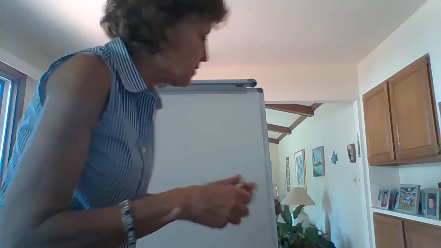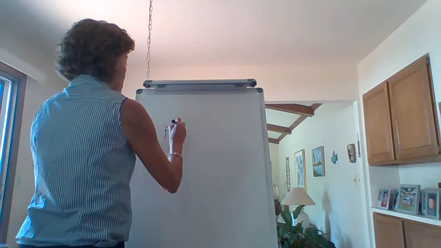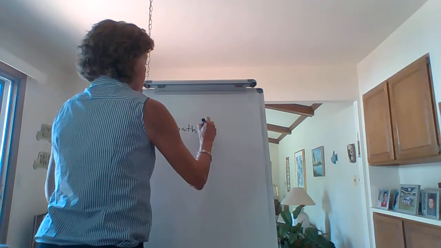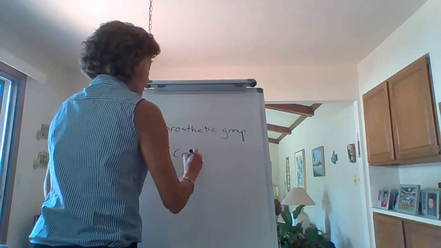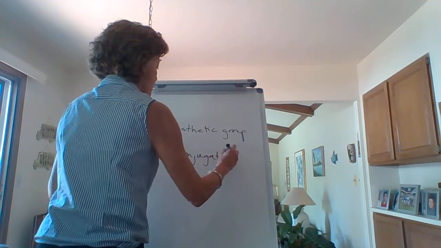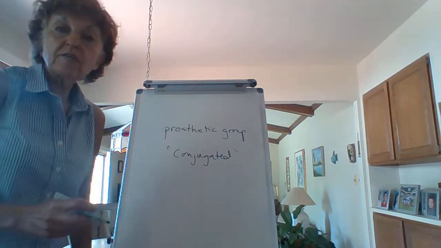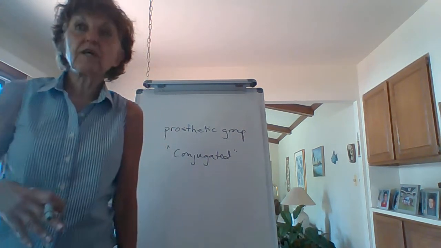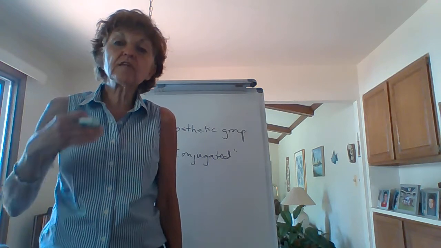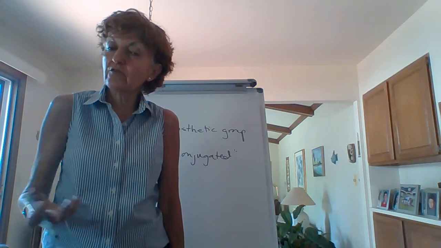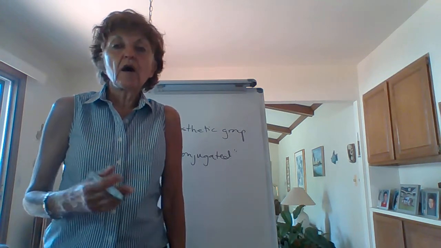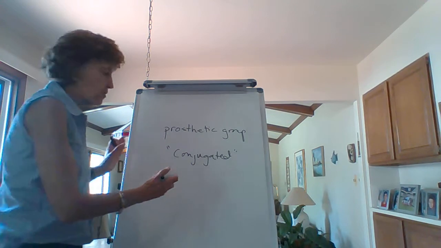Some proteins have prosthetic groups attached to them. The term is a prosthetic group, and those proteins are called conjugated proteins. If a protein has a prosthetic group attached, that means it has a non-protein portion to it. So it could be a lipid, or a carbohydrate, or a metal. Those are conjugated proteins.